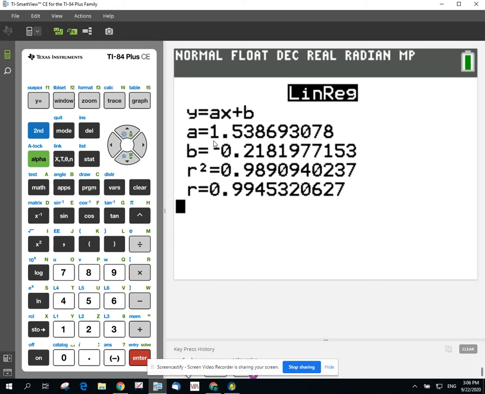So this would be really tight. An R squared value of about 0.99 is very strong. That's almost 1, and if it were 1, that would mean that it's exact. It would be exactly aligned. But this one's a little bit off.